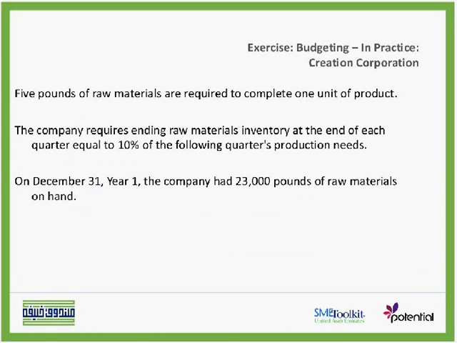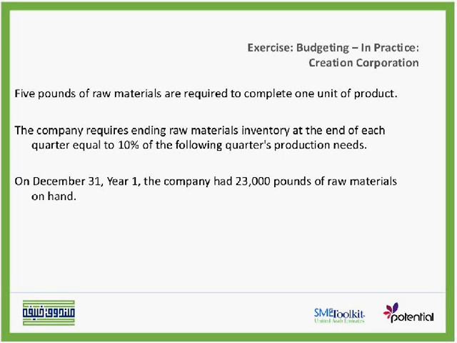Now, in terms of the production, we knew by now how much to produce in terms of units. But let's look at the cost. 5 pounds of raw materials are required to complete 1 unit of production. So for each 1 unit of production, we need 5 pounds of raw material.